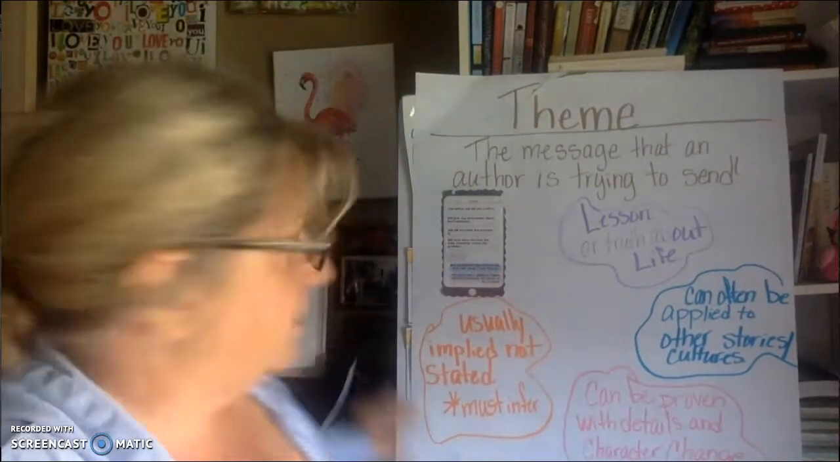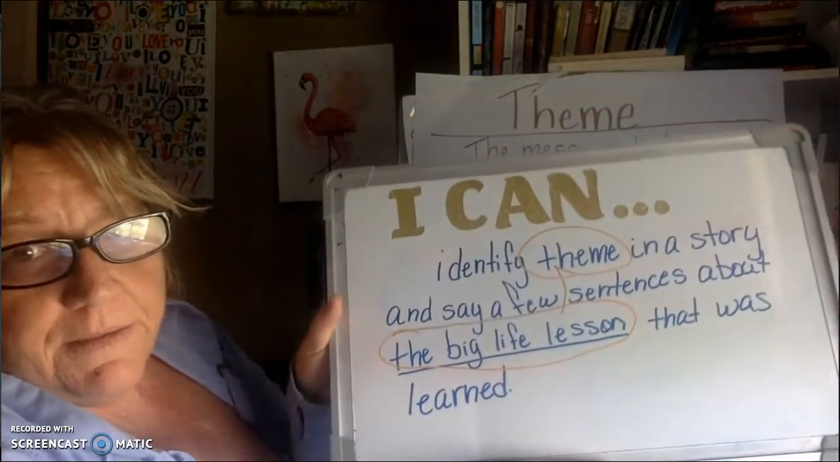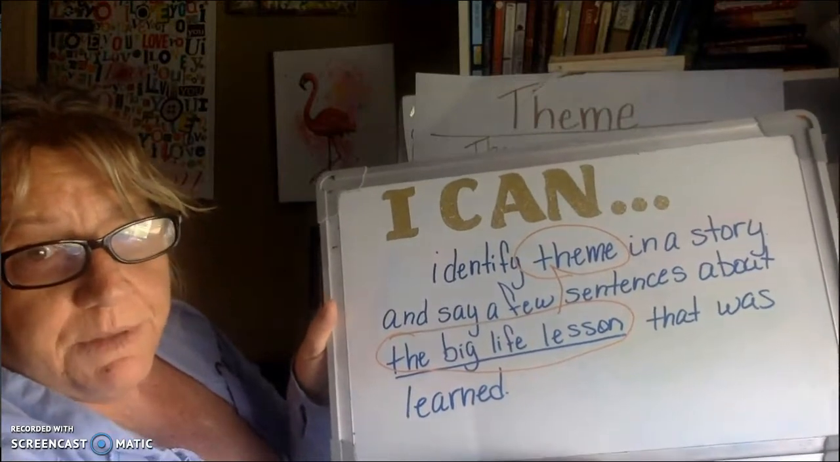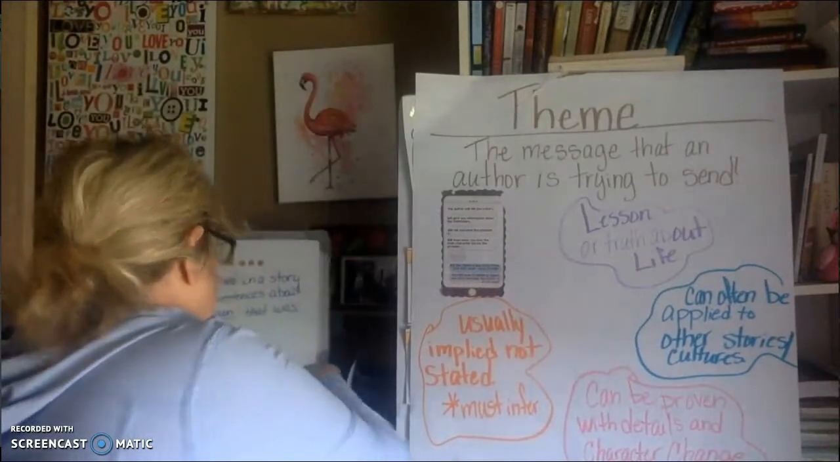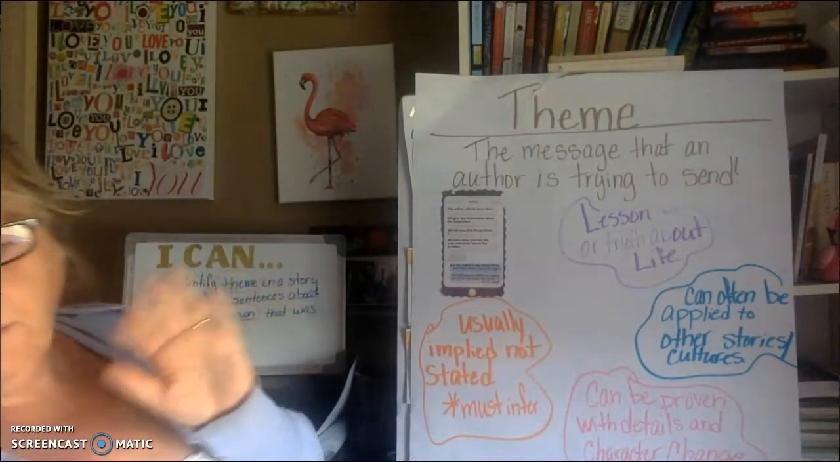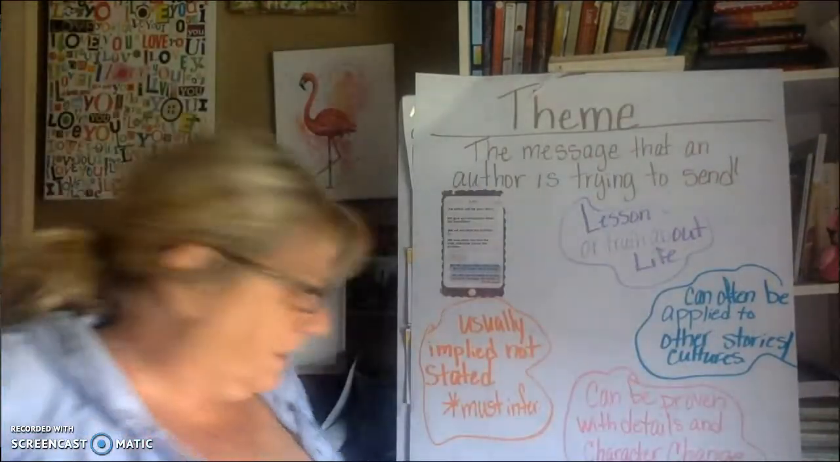So let's go back before you get started and look at our I CAN. You are going to be able to do this. I can identify the theme in a story and say a few sentences about the big life lesson that was learned. So that's exactly what we did. We thought about the plot, and then we identified the theme and wrote a few sentences about it. And that's what you're going to be doing today. So, we'll talk more about theme tomorrow. Enjoy reading your short little stories.